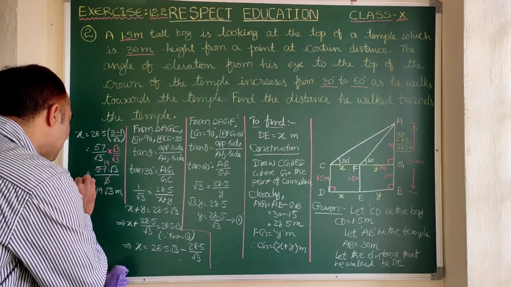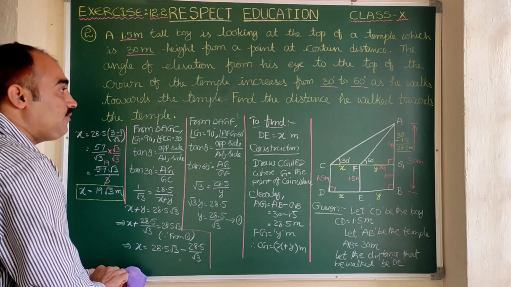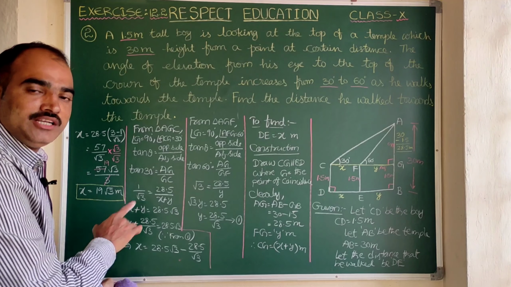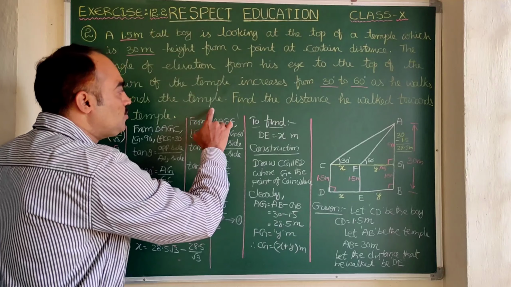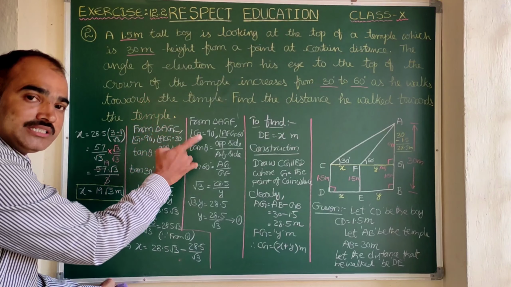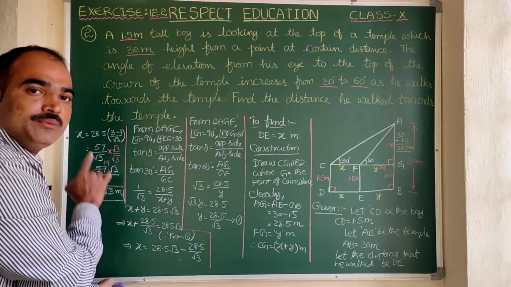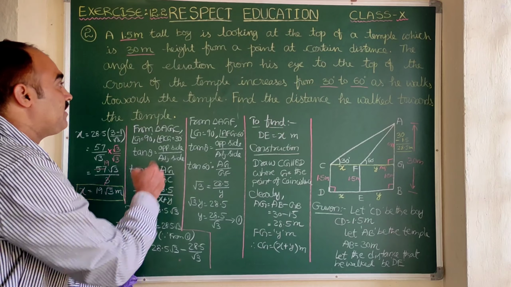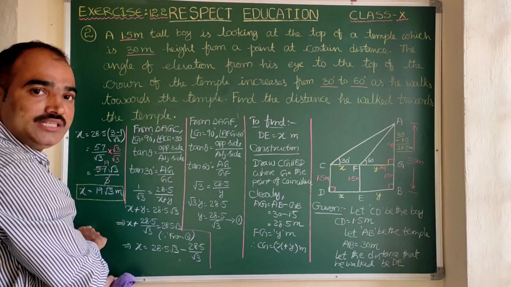In fact, root 3 value is 1.732. If in the question it is mentioned to use root 3 equal to 1.732, then we have to substitute 1.732 in place of root 3. As it is not mentioned here, we can leave the problem here. And one more thing, as there is a statement in the problem, we have to conclude the problem with the statement.